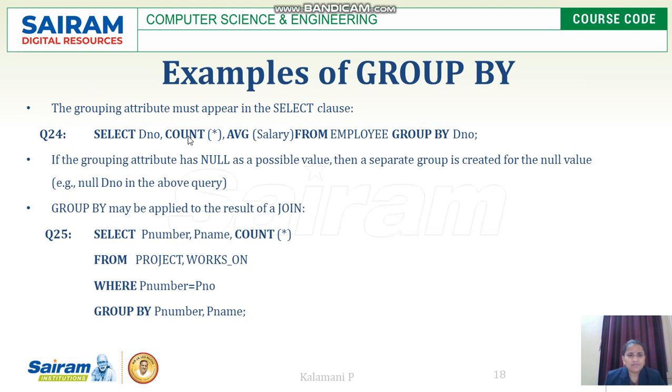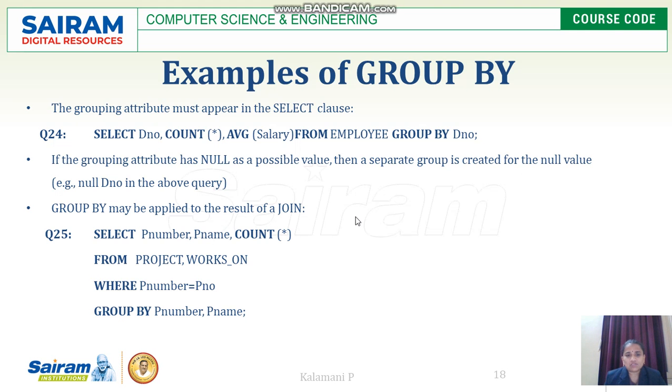So for example, the grouping attribute must appear in the SELECT clause. So we can give SELECT department number, COUNT(*), comma, AVG of salary FROM employee GROUP BY department number. This is used to find out the average salary of each department's employees. What is the average salary of each department in the company?